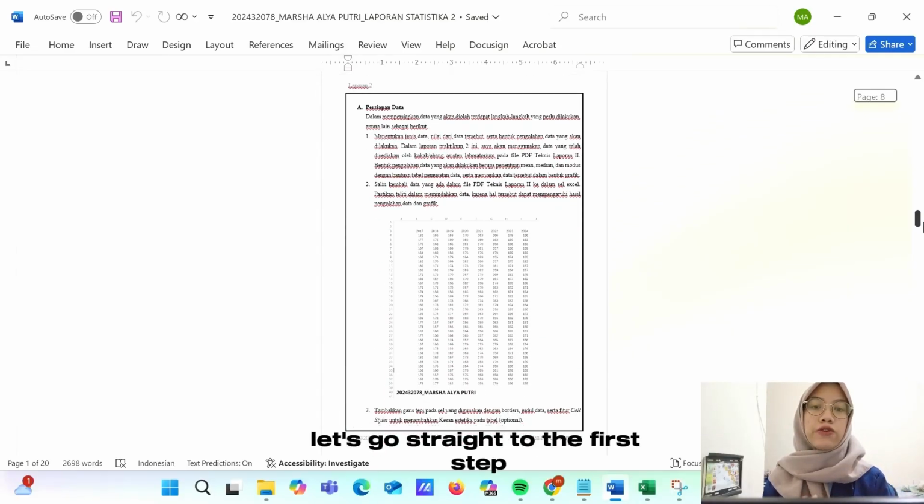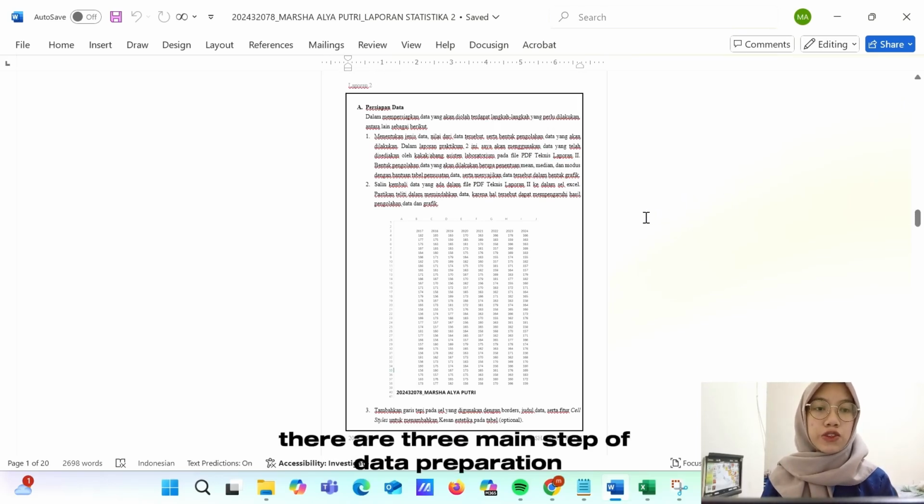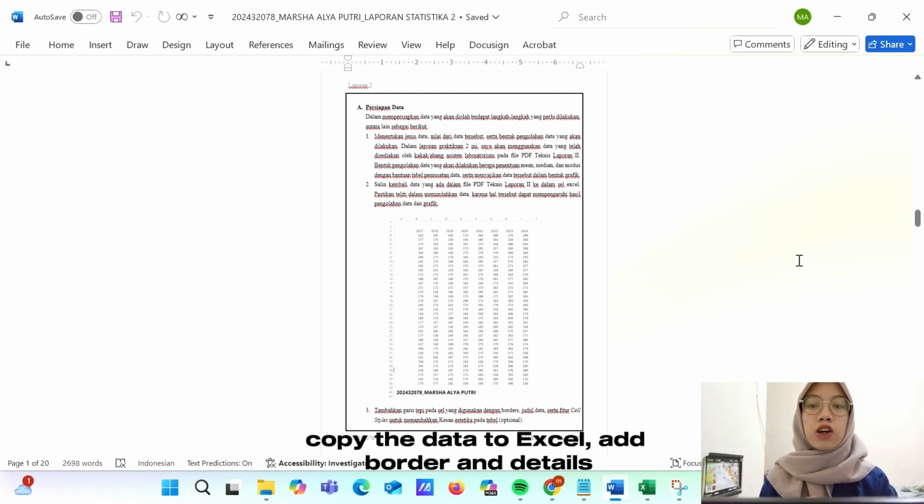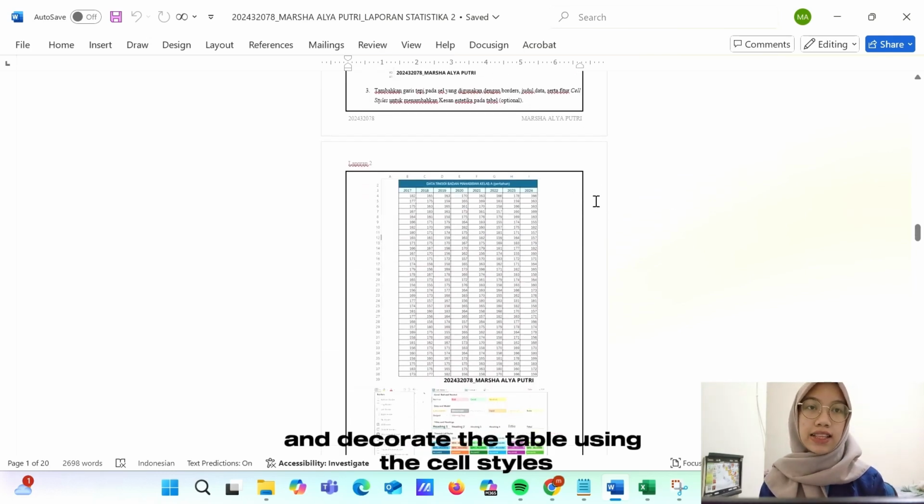I will explain how to create a data centering table, mean, median, and modus table with steps including data preparation, data processing, and charting. Let's go straight to the first step, which is data preparation. There are three main steps of data preparation: preparing the data you want to process, copying the data to Excel, adding borders and titles, and decorating the table using the cell styles.